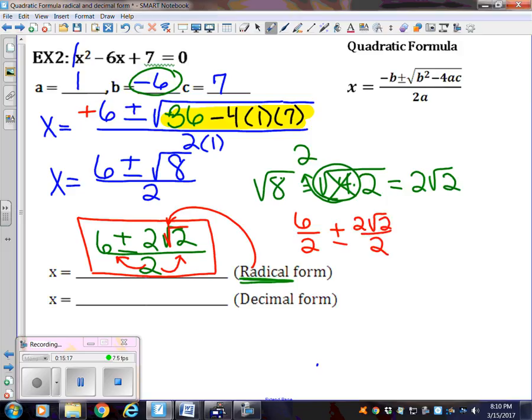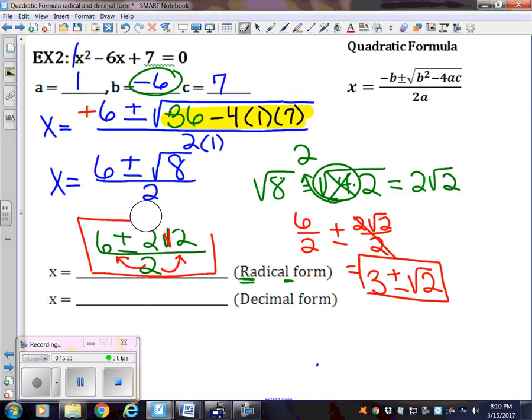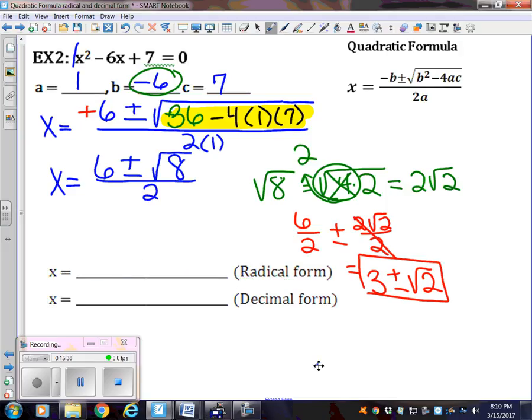This actually will simplify just a little bit further. 6 divided by 2 is 3, and then 2 cancels out 2. This would actually give me 3 plus and minus square root of 2. I'm going to leave my answer like that. I'm actually going to change my radical form to reflect that I did recognize that I could simplify that square root part a little farther.